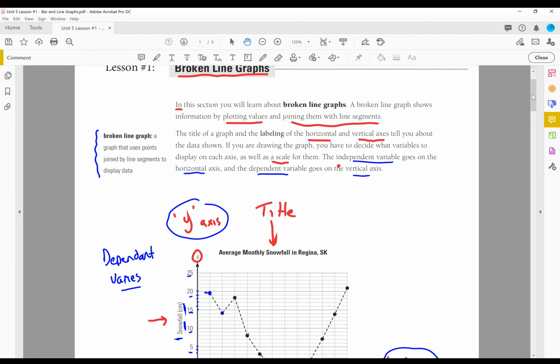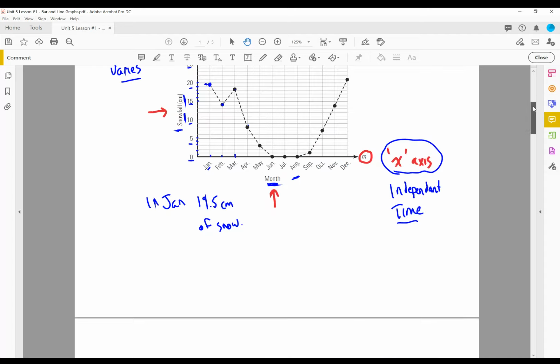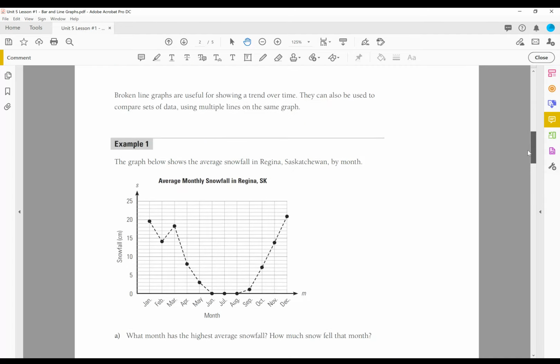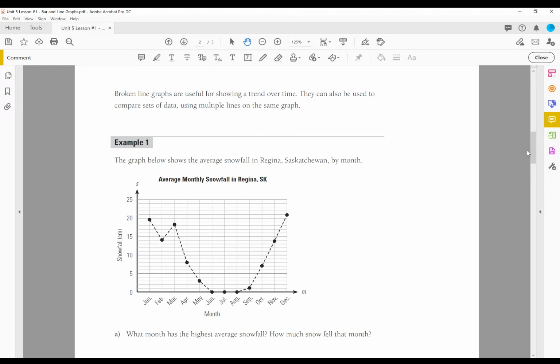There's a definition of a broken line graph here. It's a graph that uses points joined by line segments to display data. And so that's what we're talking about. Another point about broken line graphs is that they are useful for showing a trend over time. So if I've got a trend of something happening, we can see it very, very easily with a broken line graph. They can also be used to compare sets of data using multiple lines on the same graph.